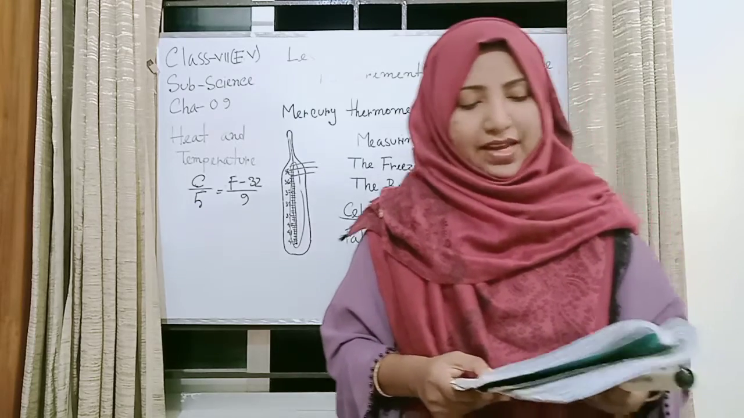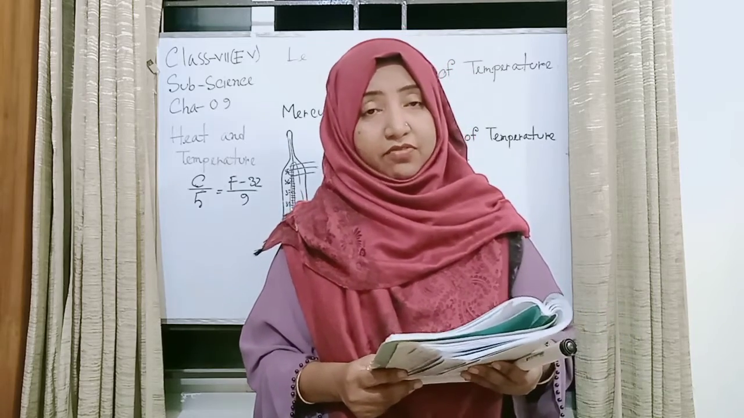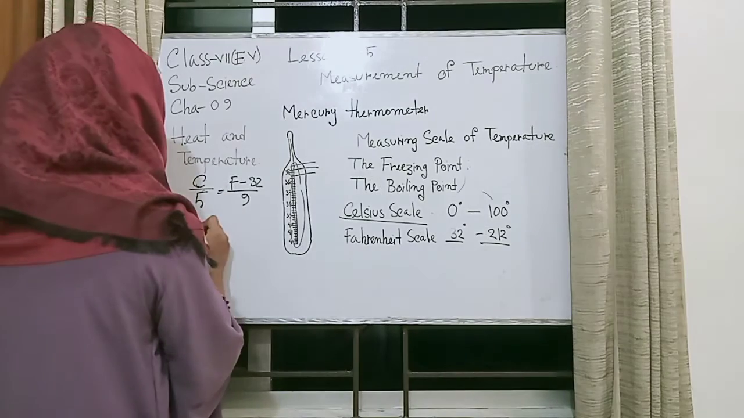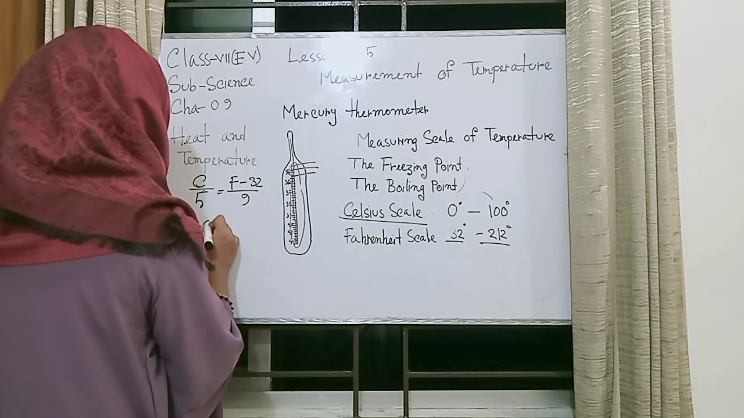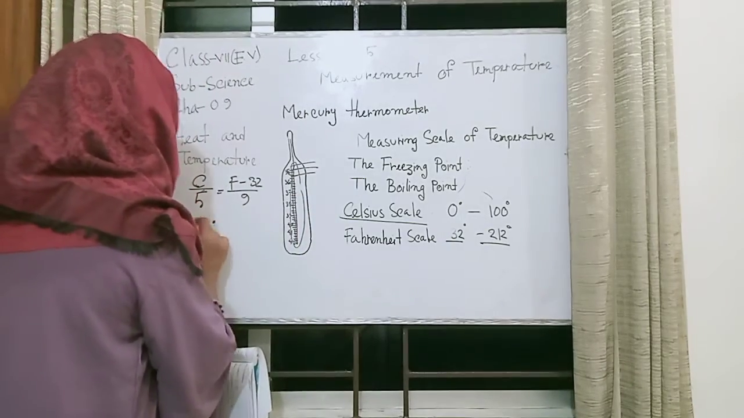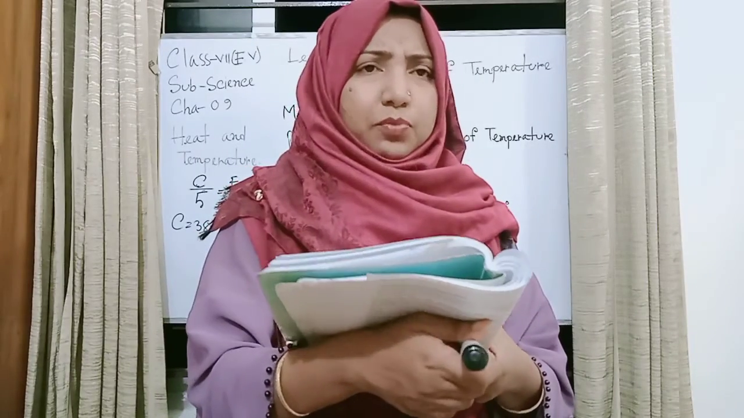Again, a player of the Bangladesh cricket team feels sick while playing in Australia. An Australian doctor measured his temperature and found it to be 38 degrees Celsius. So here C is equal to 38 degrees Celsius. What is the body temperature of the player in the Fahrenheit scale?